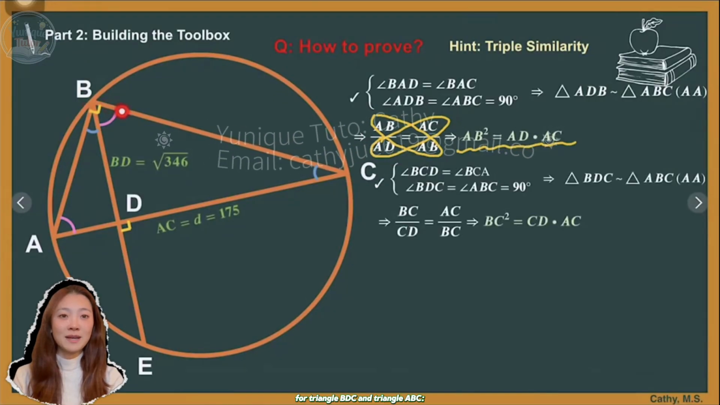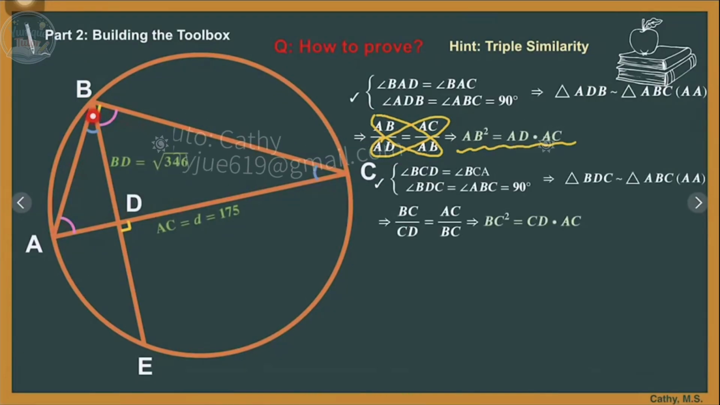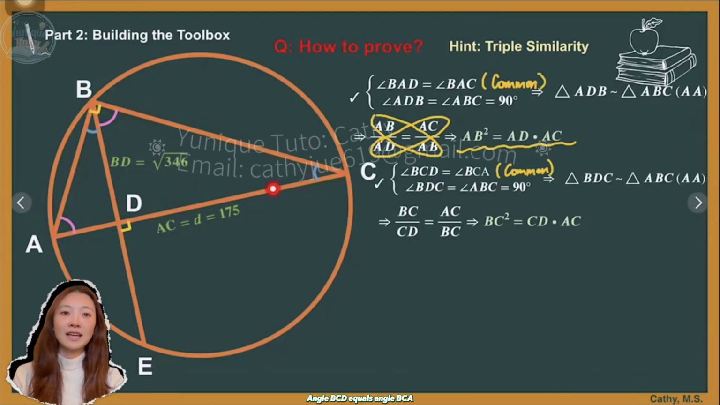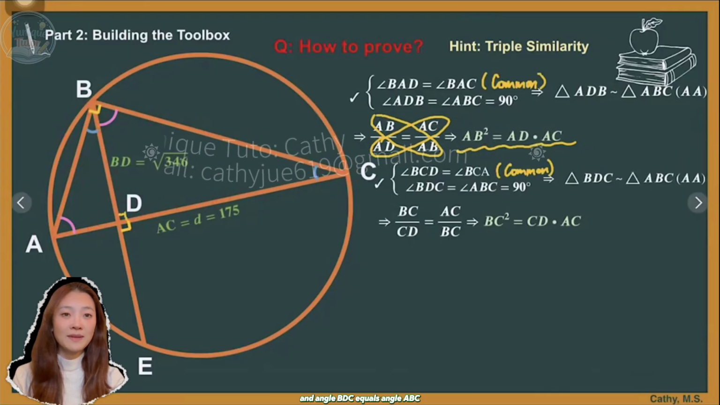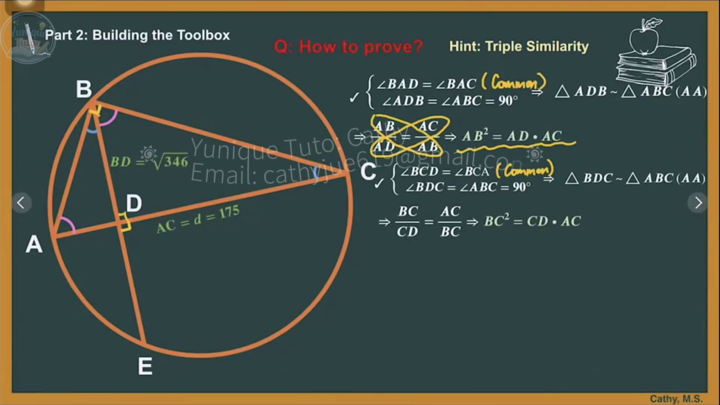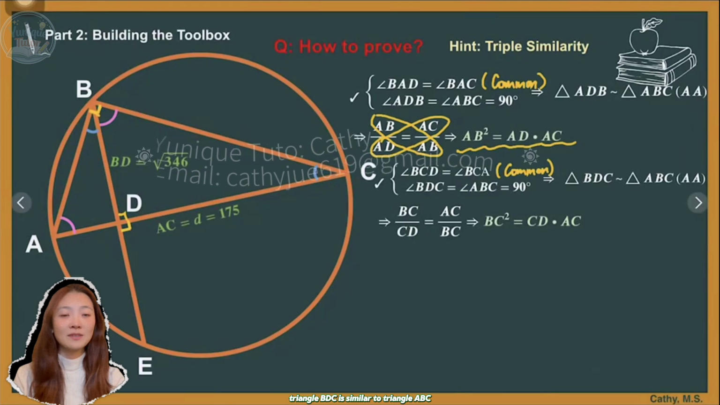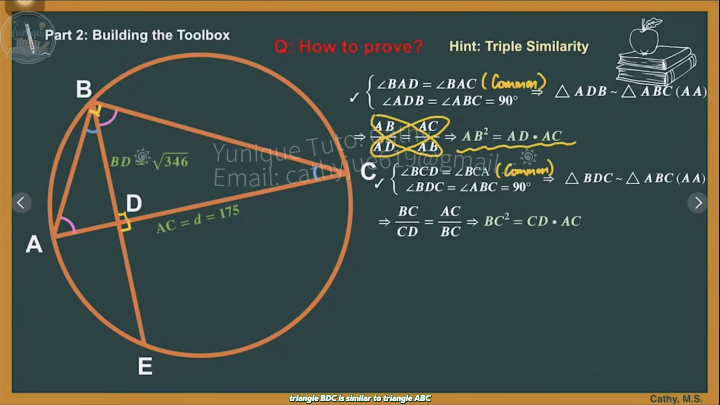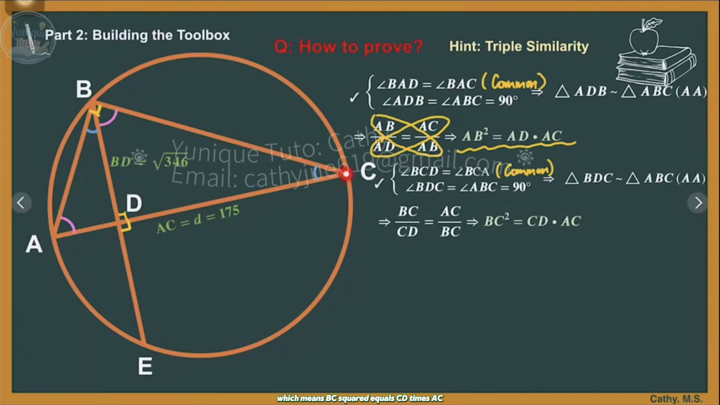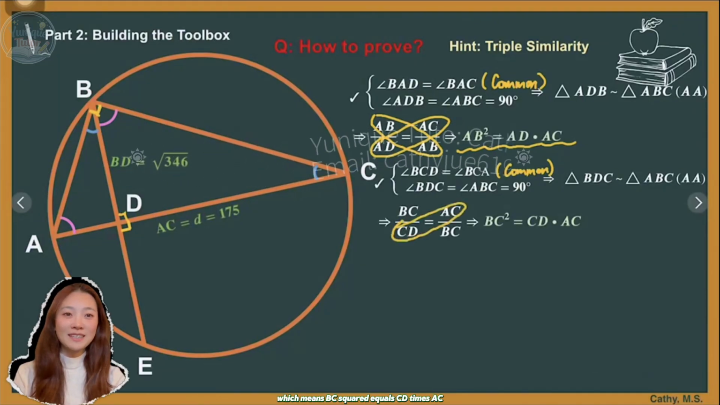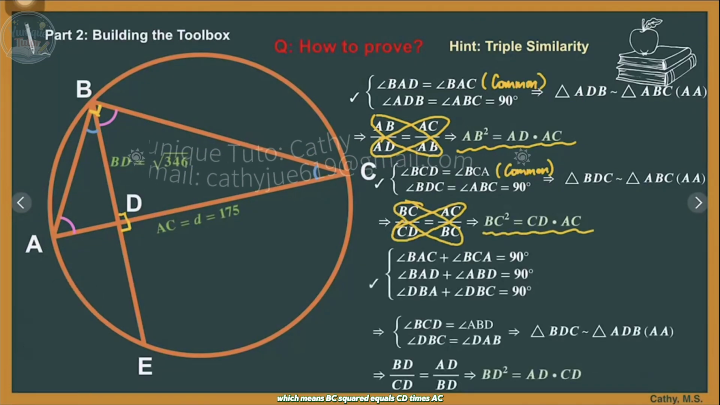Second, for triangle BDC and triangle ABC, angle BCD equals angle BCA, and angle BDC equals angle ABC, being 90 degrees. Based on angle-angle, triangle BDC is similar to triangle ABC, so BC over CD equals AC over BC, which means BC squared equals CD times AC.